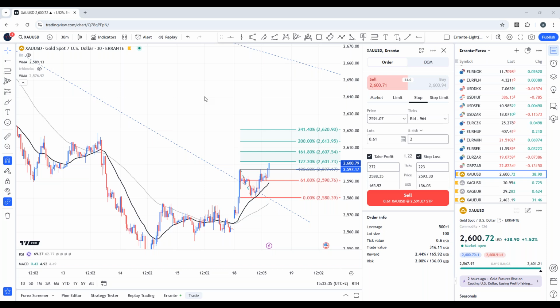Let me make sure my screen recording is not paused. Okay, so let me know if it's fine. Cool. Okay, it seems fine to me. Please confirm if you also see my screen, or please inform me if you experience any issue with your screen or you can't see my TradingView. Thank you.